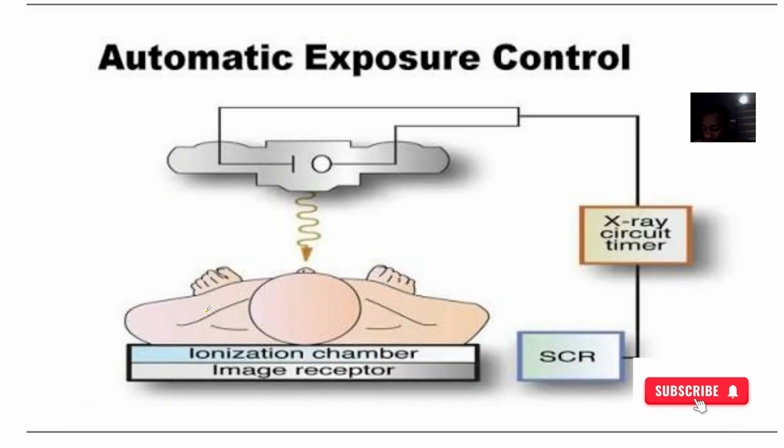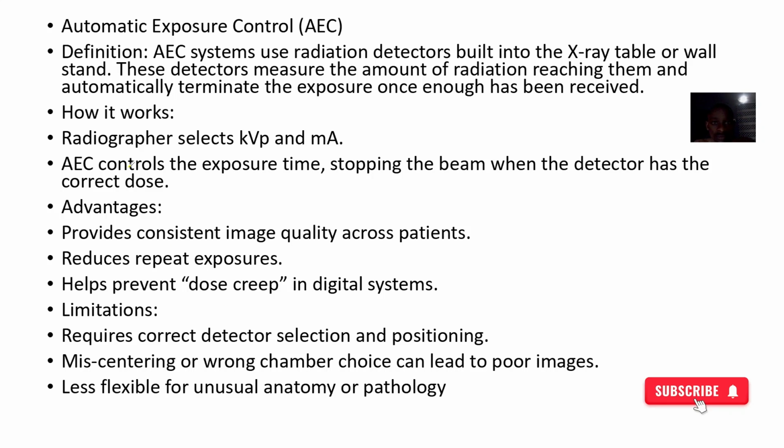So about the automatic control, this has to do with radiation detectors. They are built into the X-ray table or the wall stand. You have detectors that sense how much of the radiation is actually reaching there. If it is too much, they will alert you, and it will control the exposure time. It will stop the beam when it has gone outside the range. The advantage is that it provides consistent image quality.